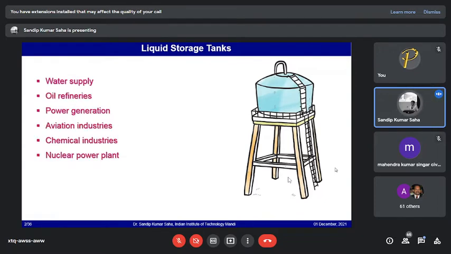Apart from that, liquid storage tanks are also an integral part of several industries, starting from oil and gas, power generation, aviation, chemical, nuclear power plants, whatnot, and many other industries. For example, the brewery industries and the wineries also have a lot of liquid storage tanks, and they need to prevent the content from getting damaged during an earthquake.